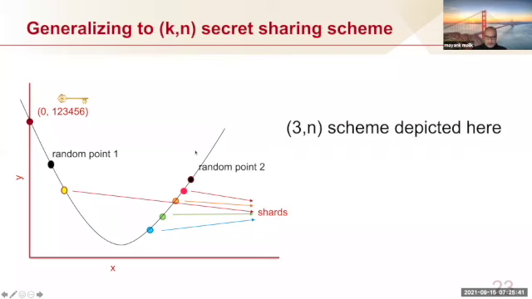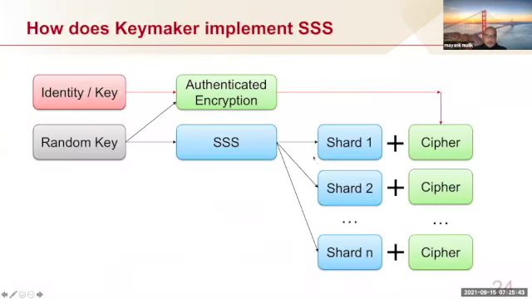Okay, so we take the random key, we pass it through Shamir secret sharing, and we produce the shards. We then take the actual identity of the device and pass it through symmetric encryption to produce a cipher. We append the cipher to each of the shards, and we distribute this concatenated shard to neighboring devices on the network.